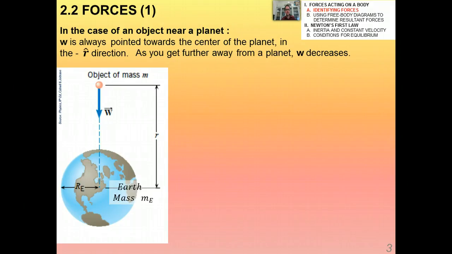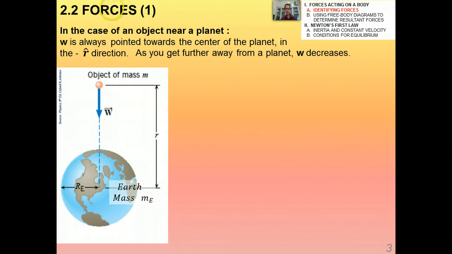In the case of an object near a planet, the force of gravity is always directed towards the center of the planet, and I have here in the negative r hat direction, which I'll explain in just a minute. As you get farther away from a planet, the weight vector, the force of gravity, actually decreases. Okay, so clearly, as r gets bigger, the force of gravity has to go down.